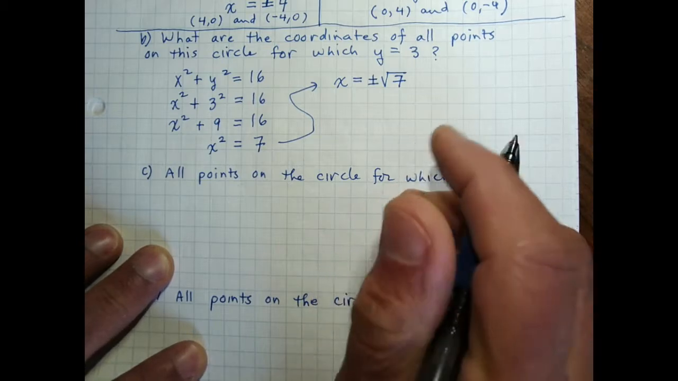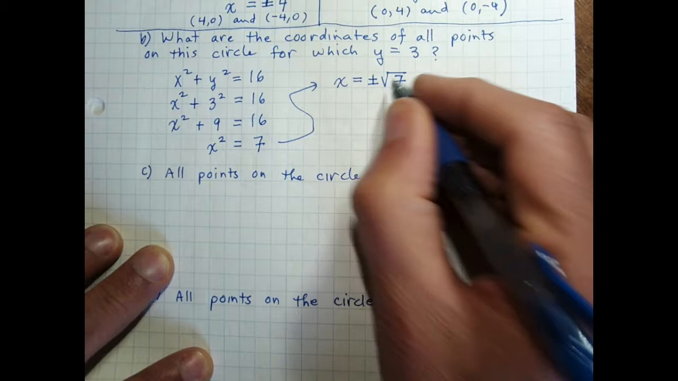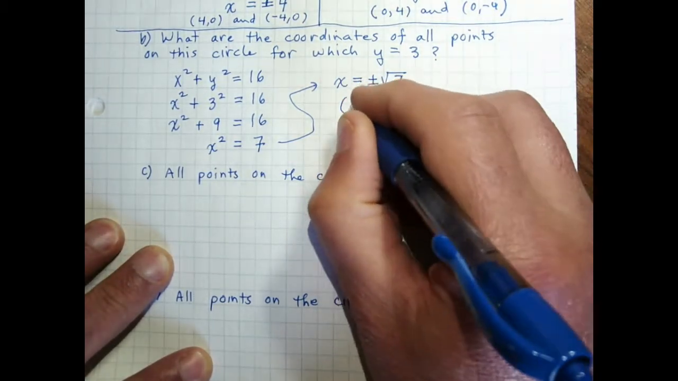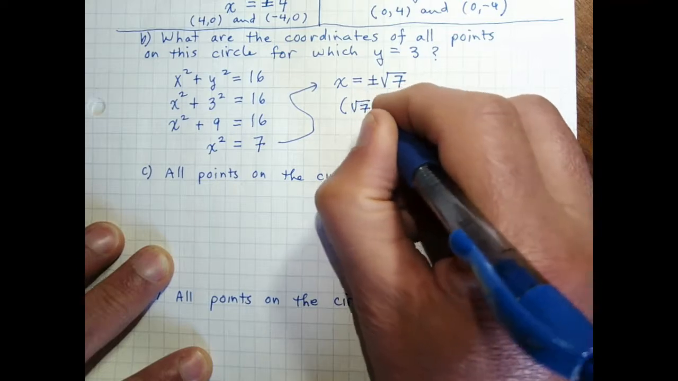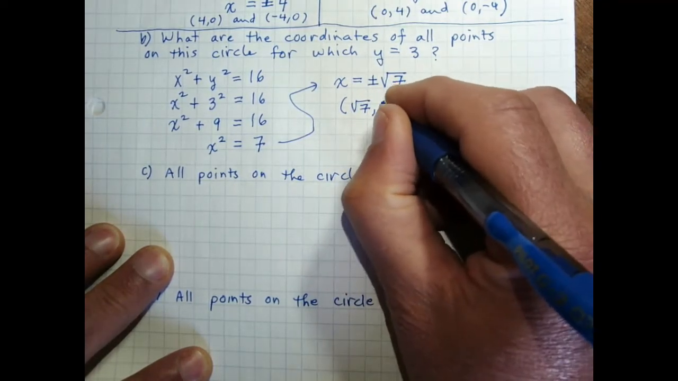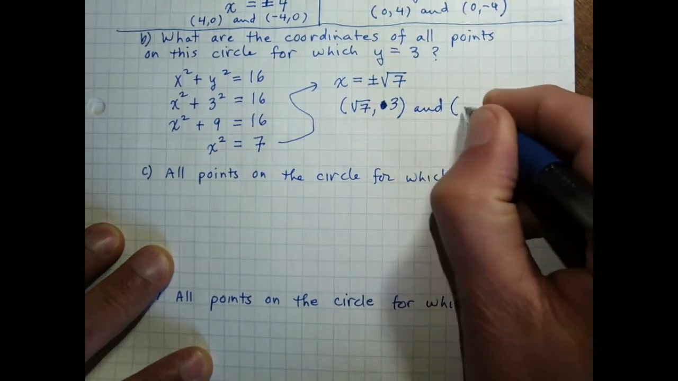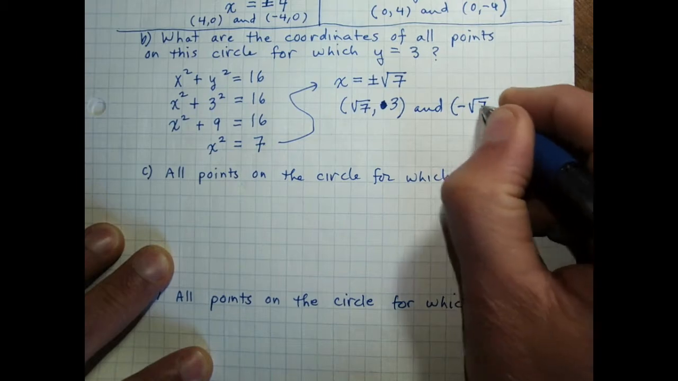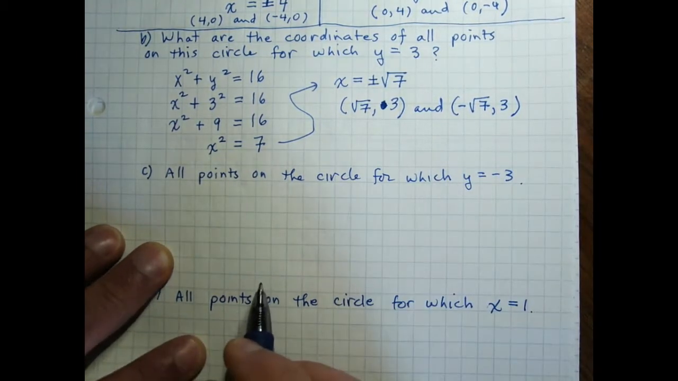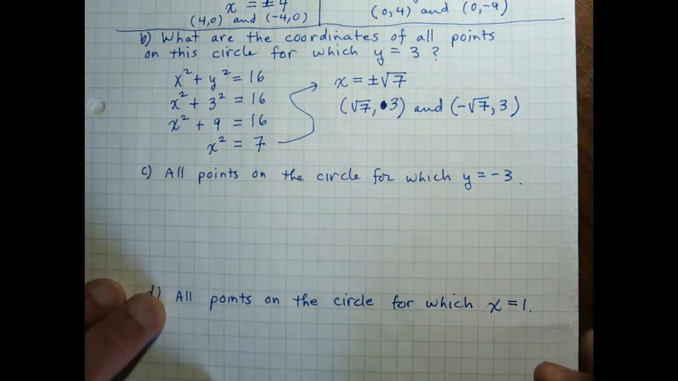Now that won't simplify as far as the radical is concerned, so we can just write this as square root of 7 comma 3. But we also have negative square root of 7 comma 3. Those are 2 points on the circle where y is equal to 3.